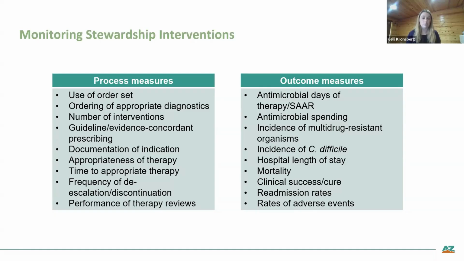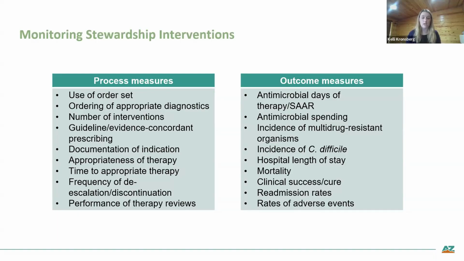For other outcome measures, you might want to look at antimicrobial spending, incidence of multi-drug resistant organisms. So if we hone in on decreasing fluoroquinolone use, we should see actually increased fluoroquinolone susceptibility in the coming years as we decrease the use of those agents. We also want to look at the incidence of C. diff as a potential outcome if we decrease the use of those antibiotics that might trigger that infection.